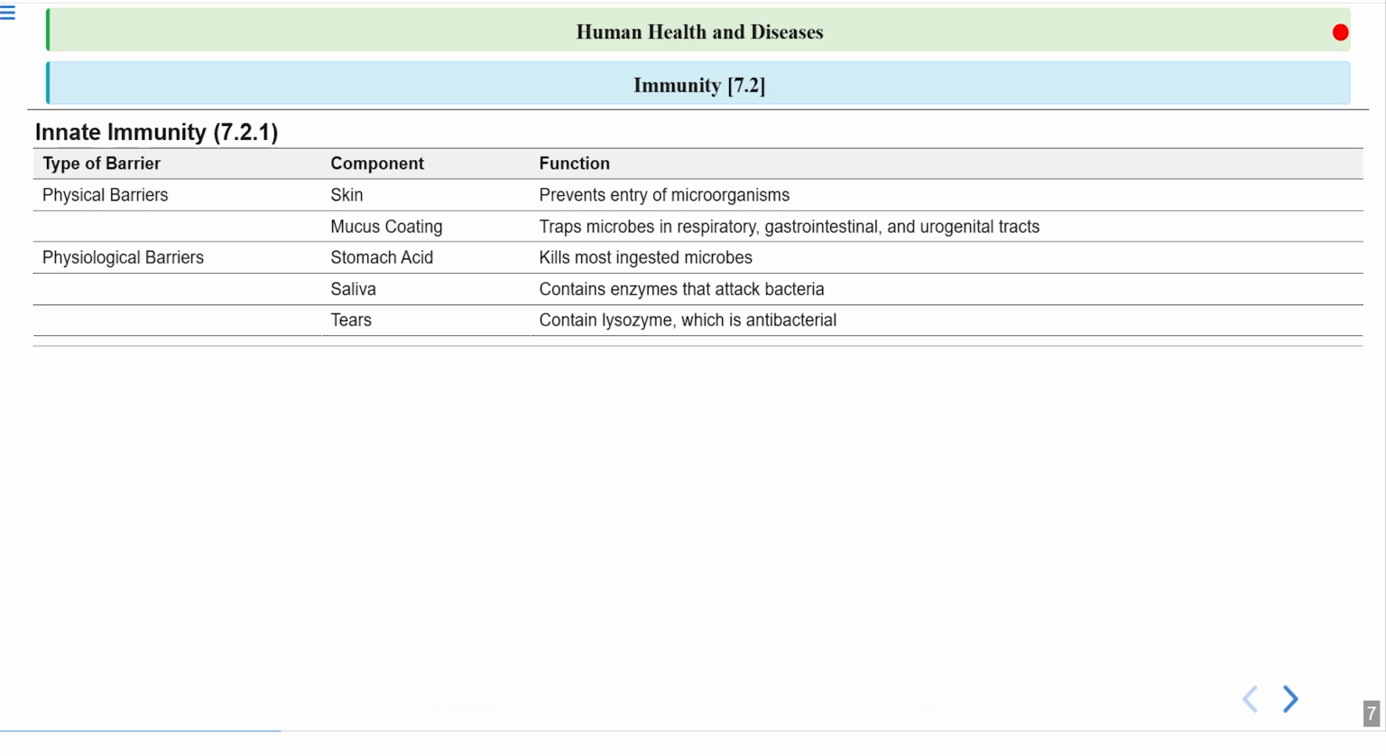Okay, so here you can see these physiological barriers include the stomach juices, digestive juices, as well as the fluids like tears and saliva. Now, together, these barriers create a hostile environment that stops pathogens before they can cause infection.